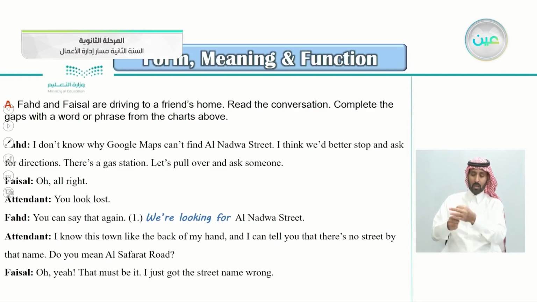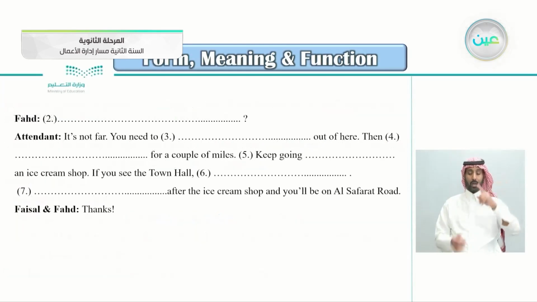Faisal: Oh, all right. Attendant, you look lost. Fahad: You can say that again. Number one is already done for you. We're looking for Al Nadwa Street. Attendant: I know this town like the back of my hand, and I can tell you that there's no street by that name. Do you mean Al Safarat Road? Faisal: Oh yeah, that must be it. I just got the street name wrong.